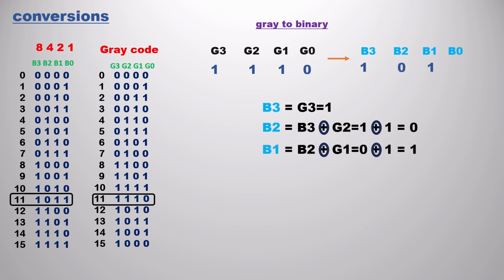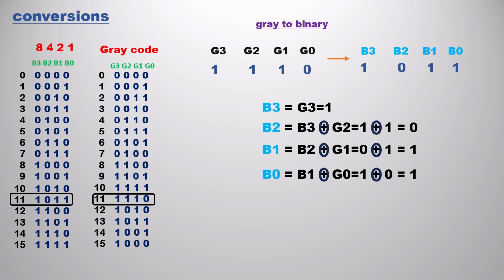The next bit, B1, can be obtained by the XOR of the previous output and the coming input, that is B2 XOR G1. If you observe B2, that is 0. If you observe G1, that is 1. Both are different bits, so we are going to get 1.